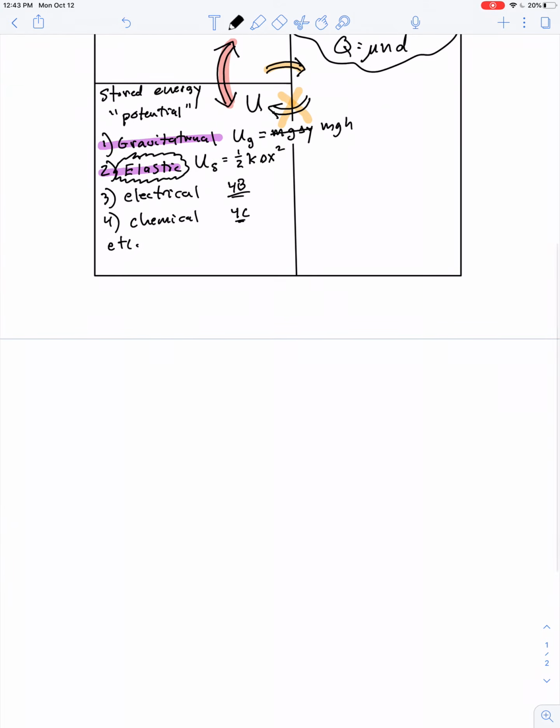This all leads to the law of conservation of energy. But I'm getting ahead of myself.